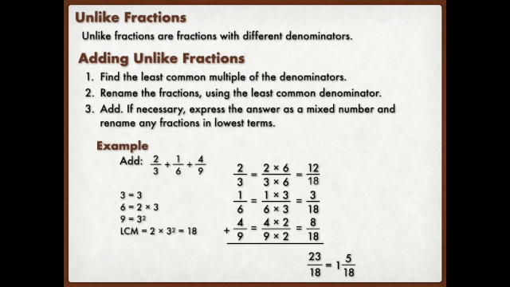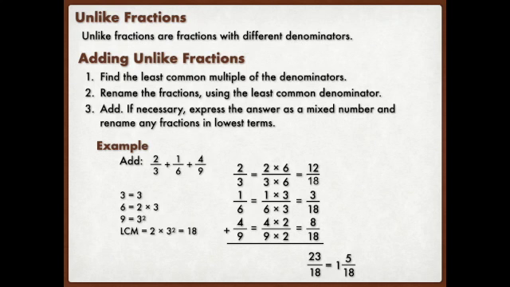Number 2, we're going to rename those fractions using the LCM of the denominators, so the least common denominator. And then number 3, we're going to add. Now, if necessary, we're going to express the answer as a mixed number, and we'll rename those fractions in lowest terms. So if it's an improper fraction, we're going to change it to a mixed number.